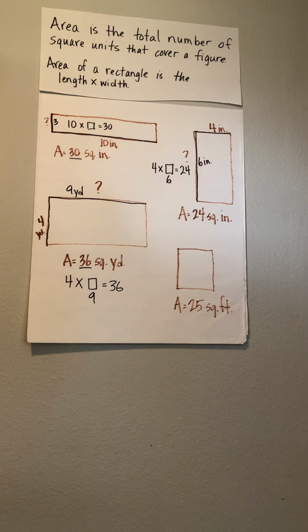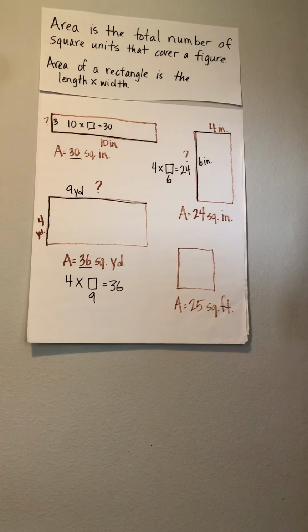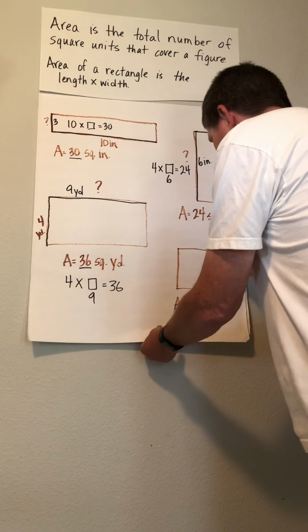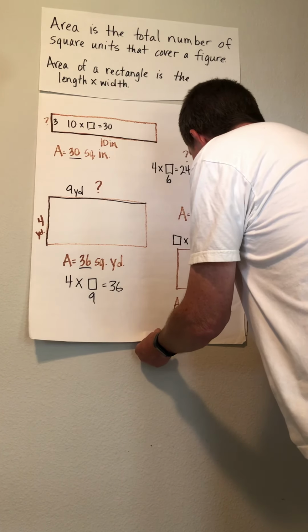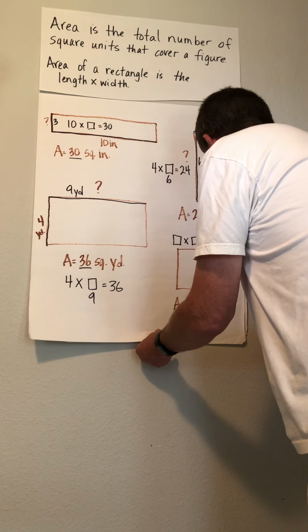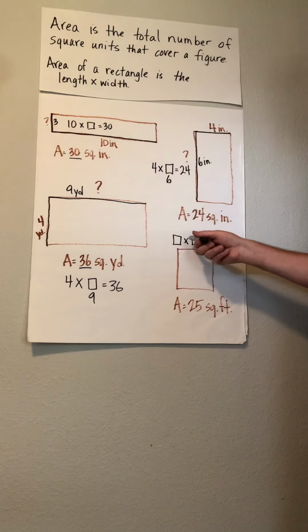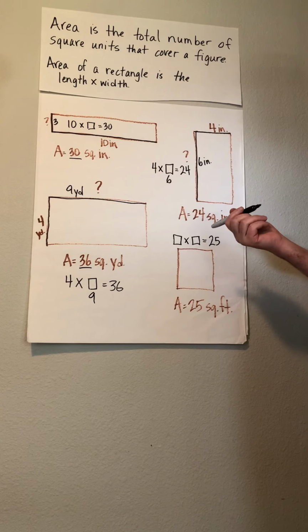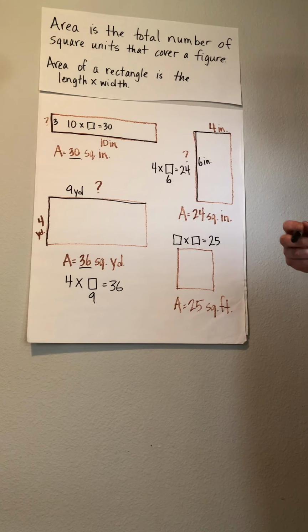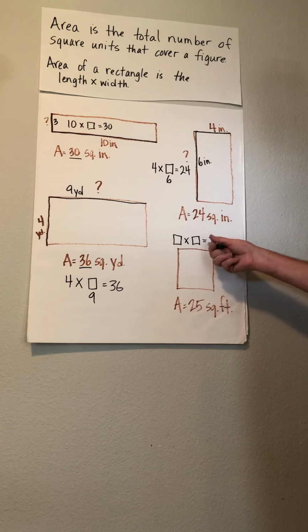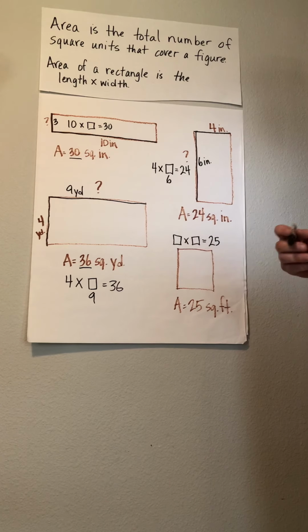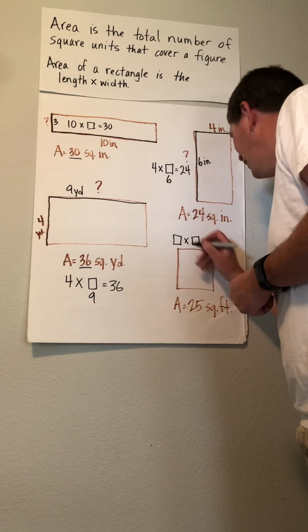All right, last problem. It's another square, which means all 4 sides are the same. So we have something times something equals 25. Now these two somethings have to be the same number. On the earlier problem, we did 4 times 4, and that equaled 16. So we know it has to be a number bigger than 4, because 25 is bigger than 16. So let's try 5. What is 5 times 5? Kimani. Yes, 5 times 5 is 25.